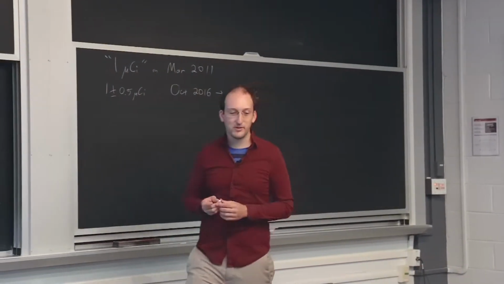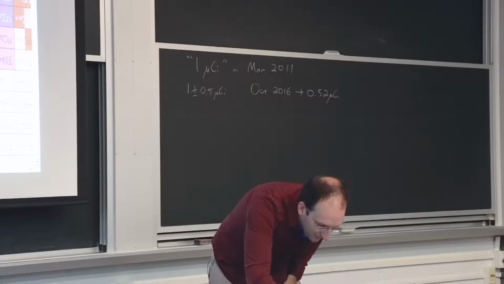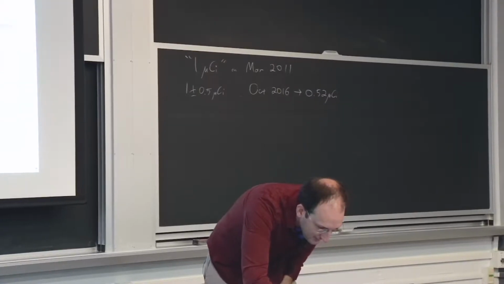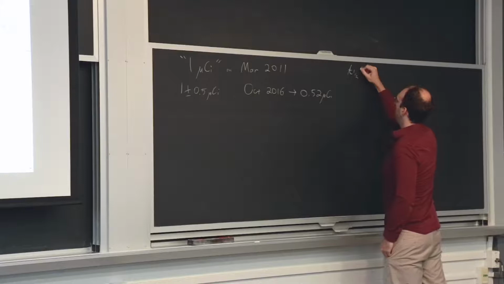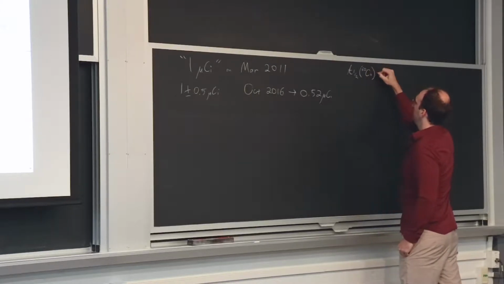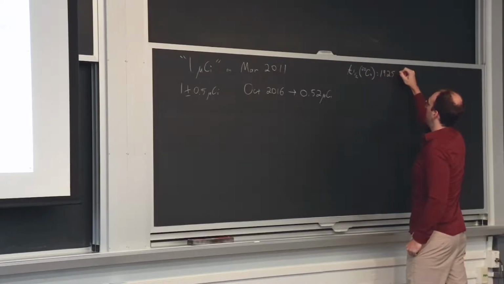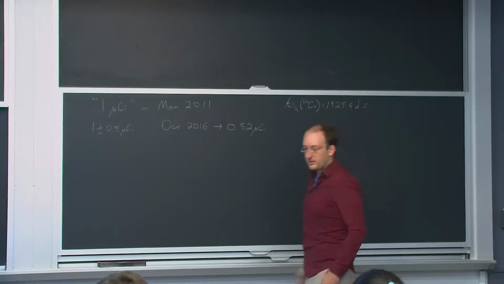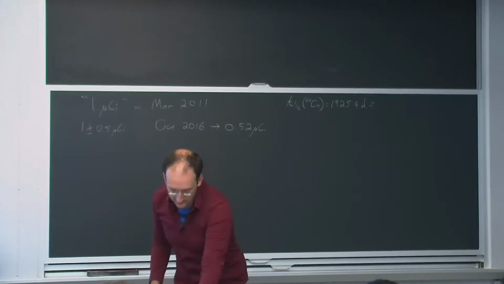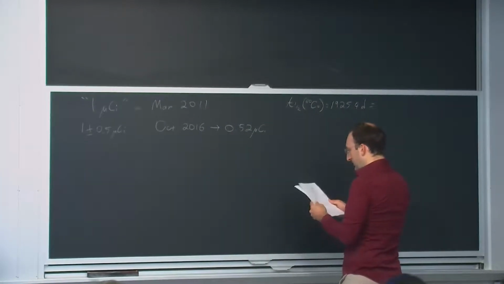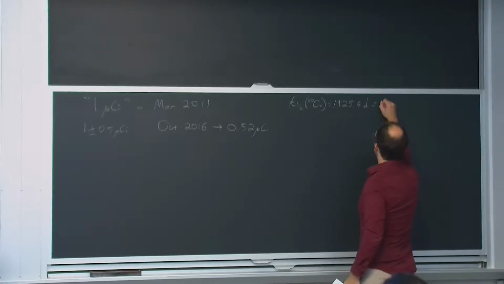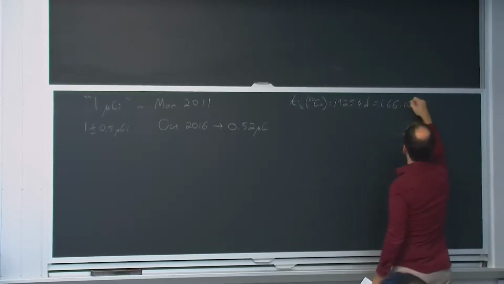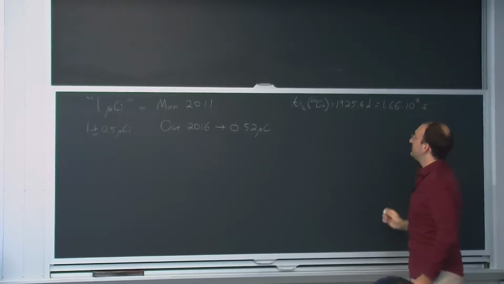That's why I've got the table of nuclides right here. So let's look up the half-life of cobalt-60. And there it is right there, 1925 days. So we know that the half-life for cobalt-60 is 1925.4 days, which equals, and I pre-did the math so that I wouldn't spend lots of time on the calculator, how many seconds is that? 1.66 times 10 to the 8th seconds.